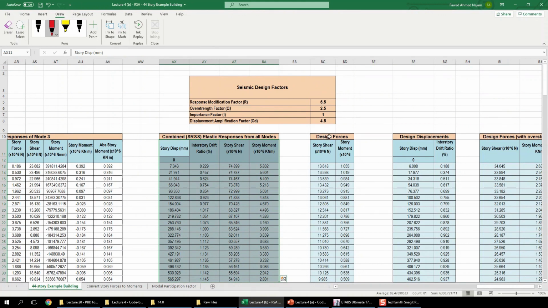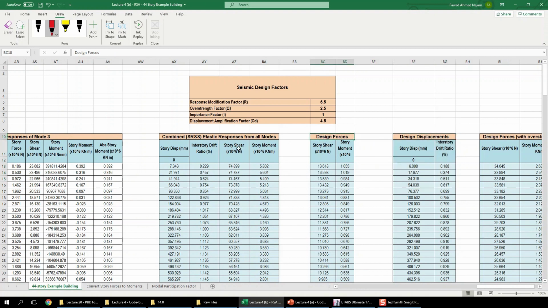For the purpose of design, if you are following some building code, it prescribes the seismic design factors. These are the R factor, response modification factor, overstrength factor, importance factor, and the displacement amplification factor. So these factors should be applied to the elastic responses, combined responses, to get the design forces and design displacements.